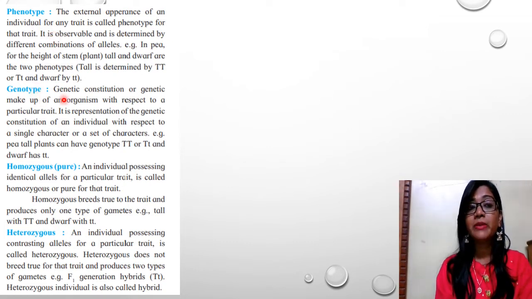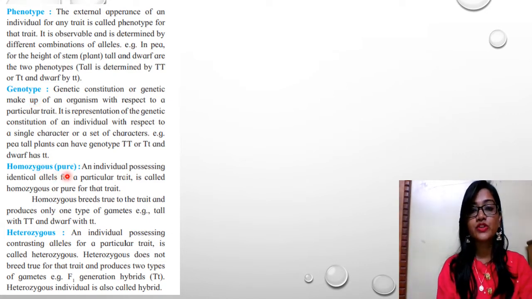What is genotype? Genetic constitution or genetic makeup of an organism with respect to a particular trait. It is representation of the genetic constitution of an individual with respect to a single character or a set of characters. Tall plants can have genotype capital T capital T or capital T small t, and dwarfs have small t small t. So that is their genetic constitution or genetic makeup.